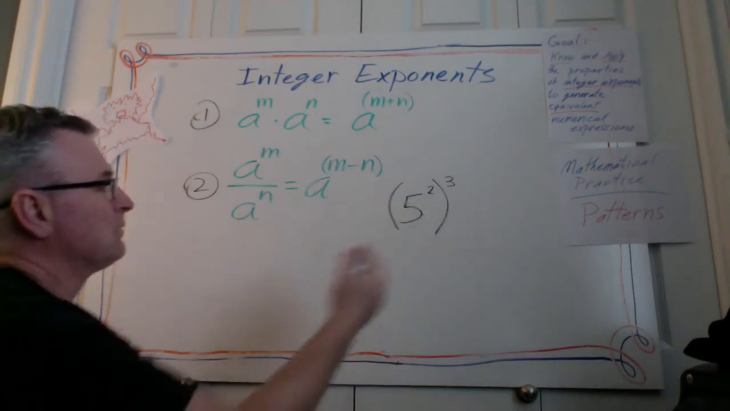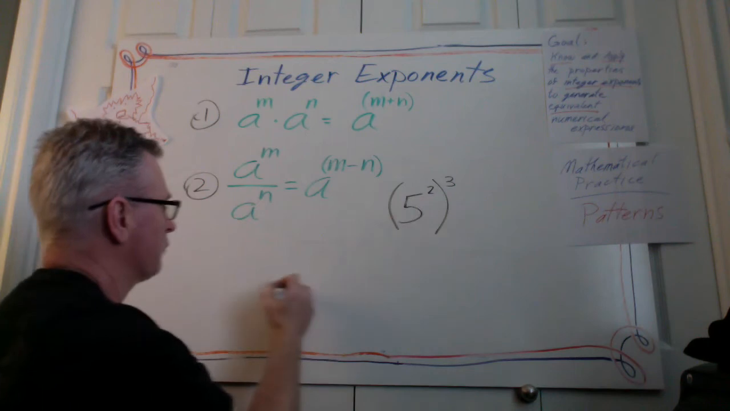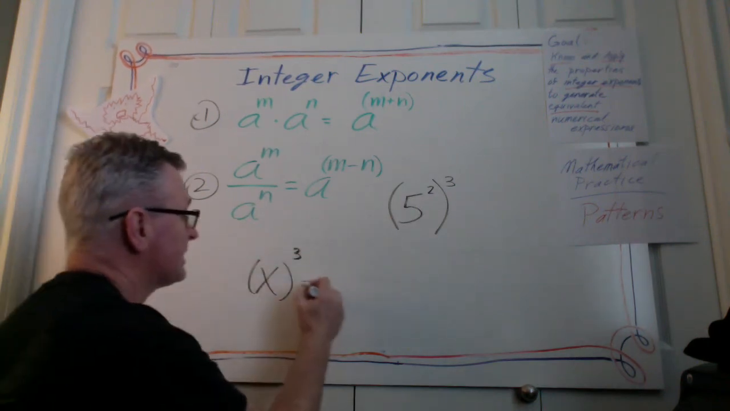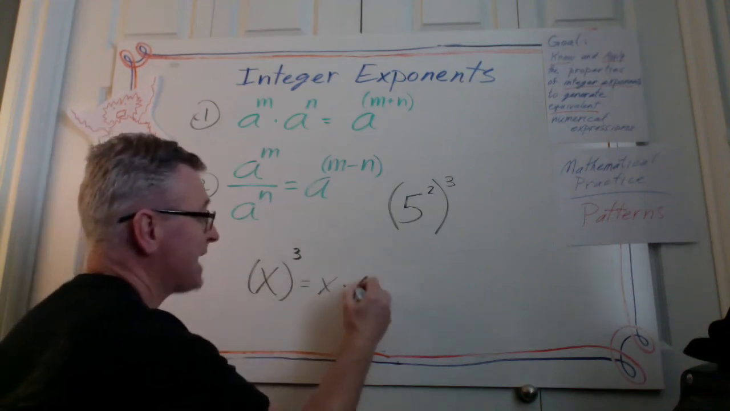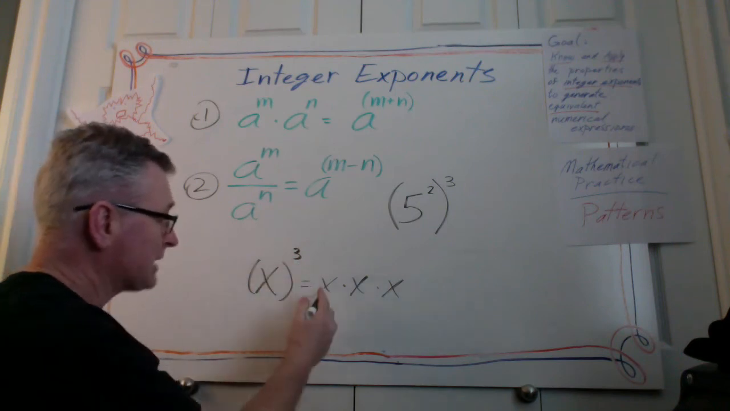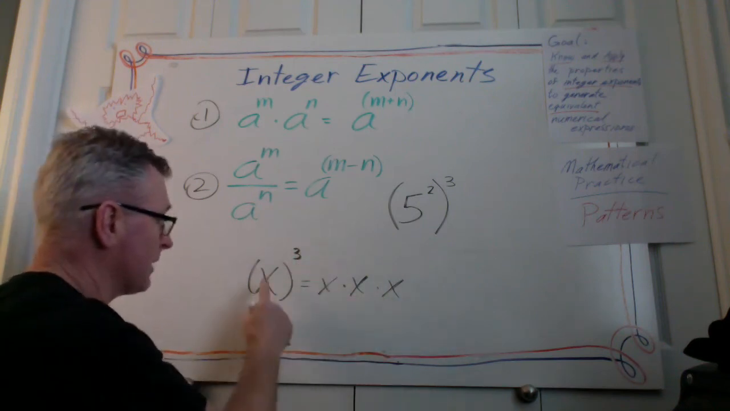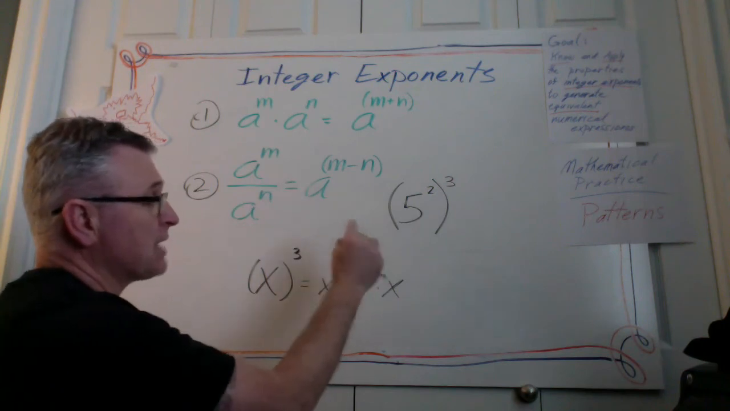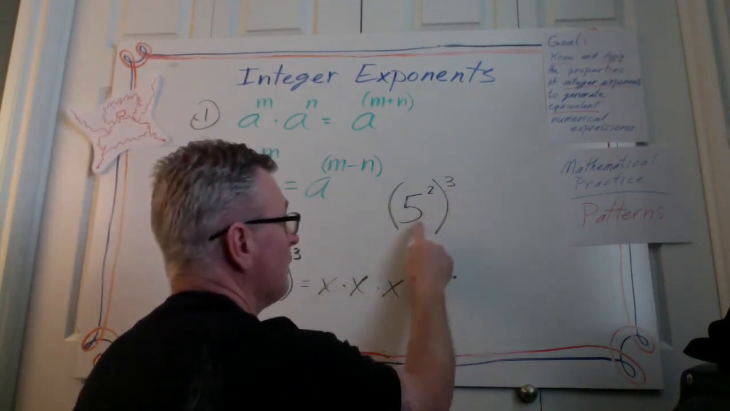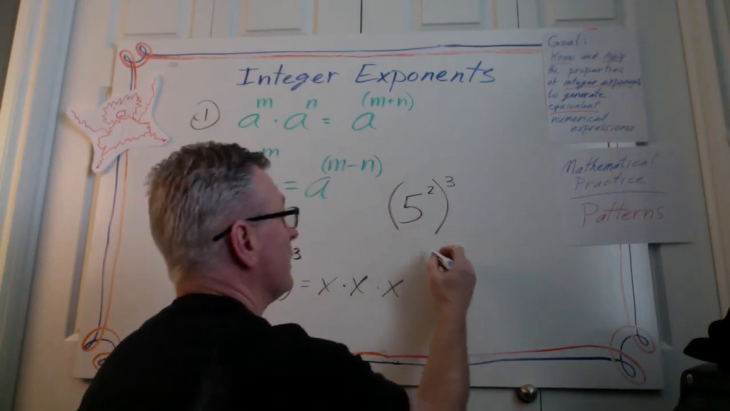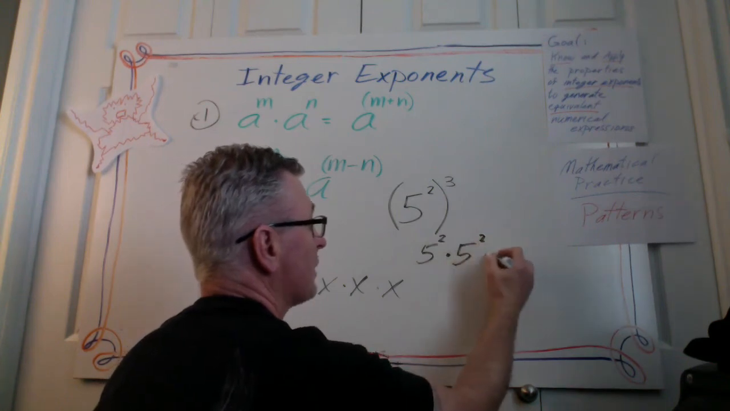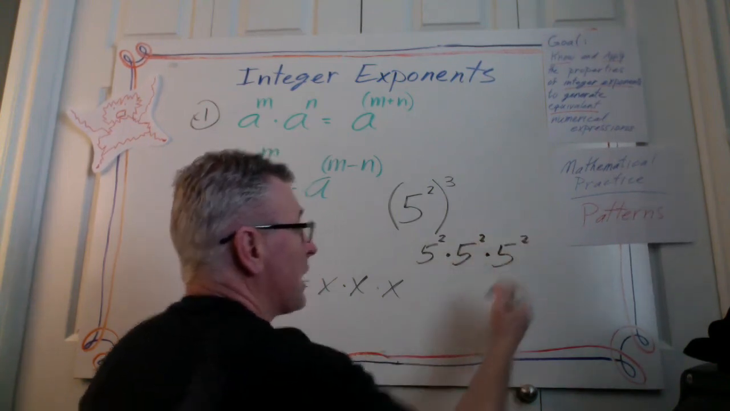Now, if that thing in the middle there was an x and we just wanted to cube it, we would say that this was x times x times x. X is going to be cubed. X times x times x, because there's 3 of them. So if we're going to do the same idea here, what this really means is there are 3 of these multiplied by each other, which is 5 squared times 5 squared times 5 squared.